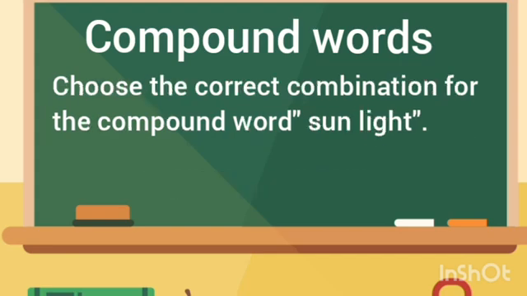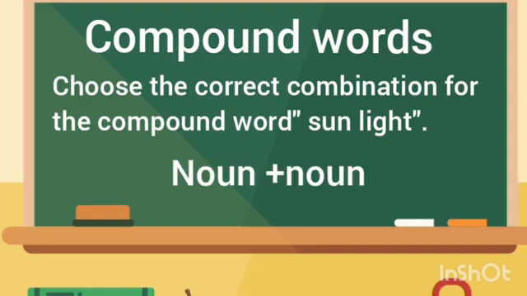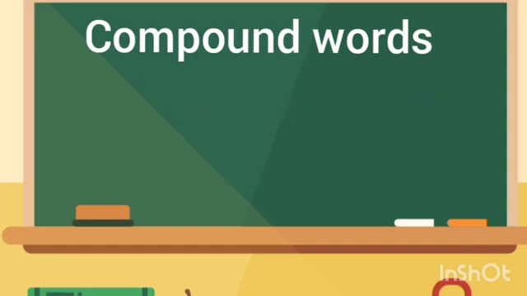Okay, so one more question. Choose the correct combination for the compound word sunlight. Noun plus adverb is an option. Noun plus noun, adjective plus verb, adverb plus noun will be given. What is the answer for this? Sun also is a noun, light also noun. So you can understand that it is noun plus noun, right? So this is the way they will be asking for the compound word.